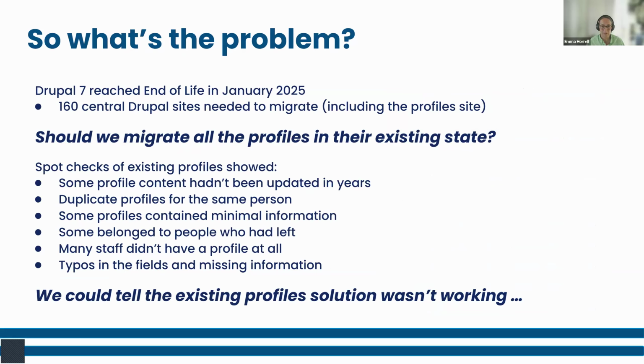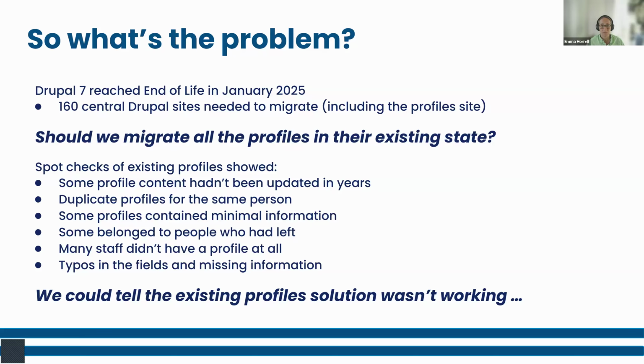We did complete a migration of the rest of the sites, nearly all of the sites in our estate before the end of life deadlines, but profile still remains. And that's largely because we know that the current provision is not ideal. We don't want to migrate the profiles in the state they're in. So we did an initial spot check of what's in those 7,000 pages. We found that many of them are out of date.